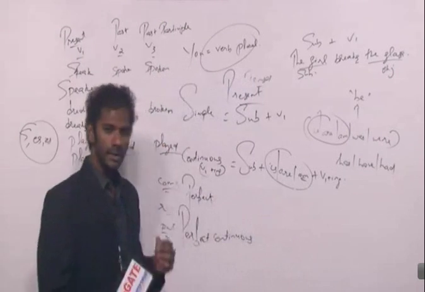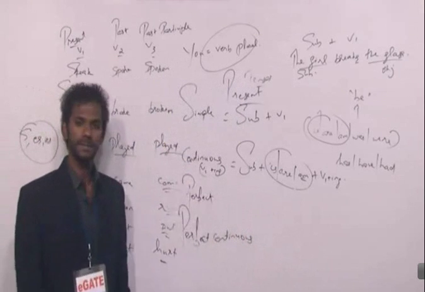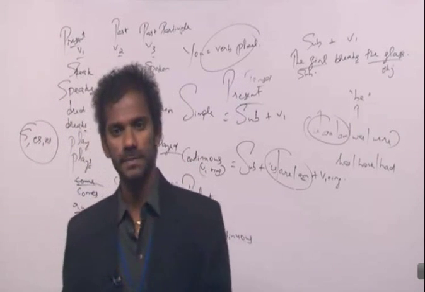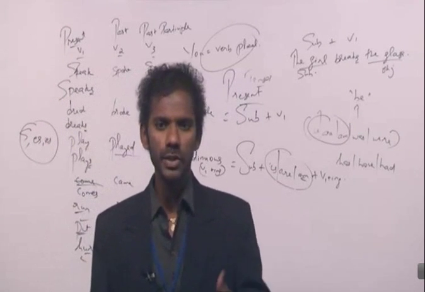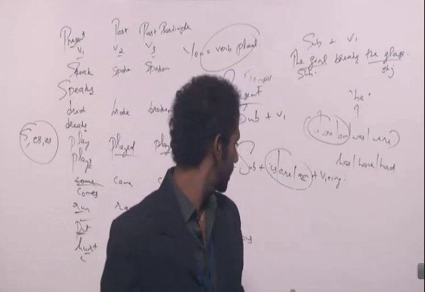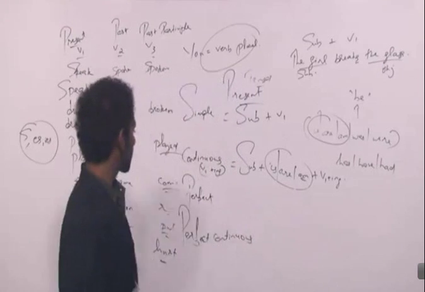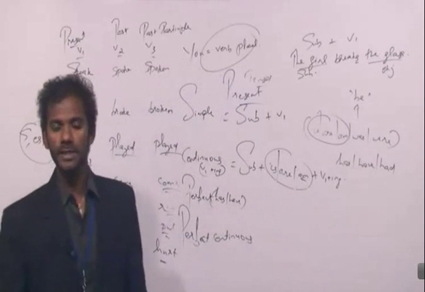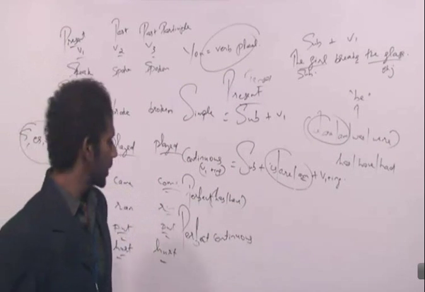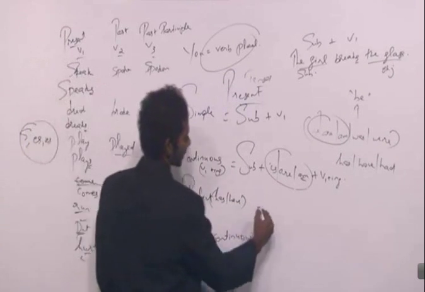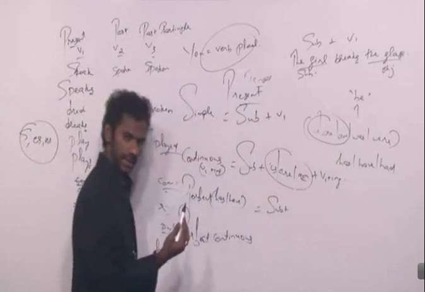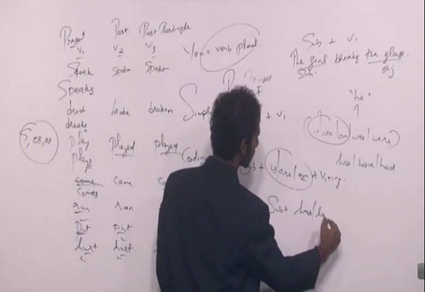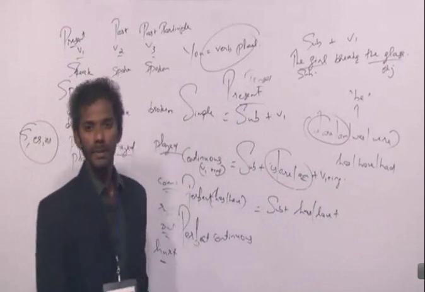Fine. Come to the third category, present perfect. Now, when you think of present perfect, two words must come to your mind: has and have. Present perfect means think of has or have. Clear? Now the structure of present perfect would be subject plus has or have plus a verb must come.